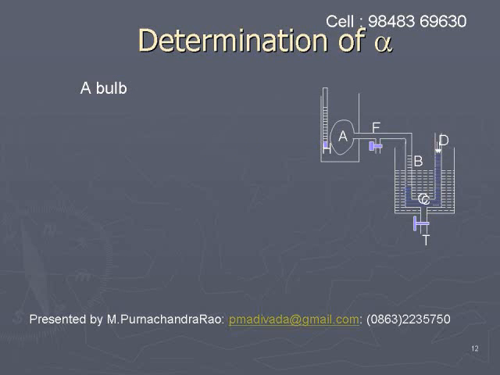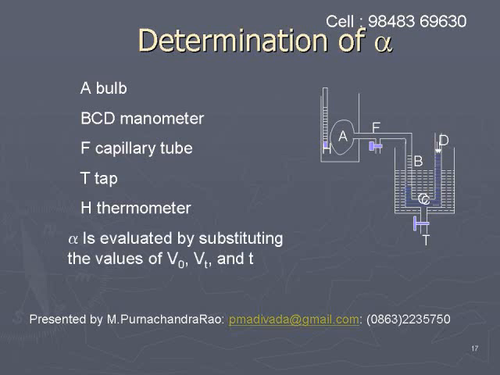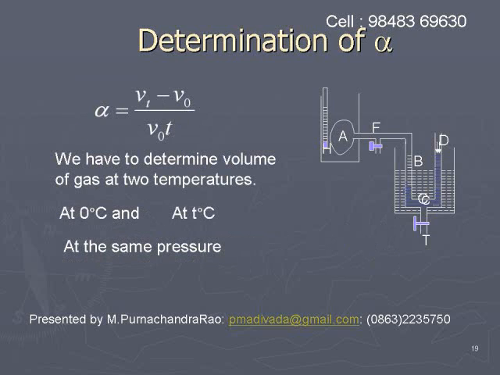Let us recollect the apparatus briefly. A is the spherical bulb, BCD is the manometer, F is the capillary tube, T is the tap, H is the thermometer, and alpha is evaluated by substituting the values of V0, Vt and T in the relation alpha is equal to (Vt minus V0) by V0 into T. Now, the procedure used for determining alpha.